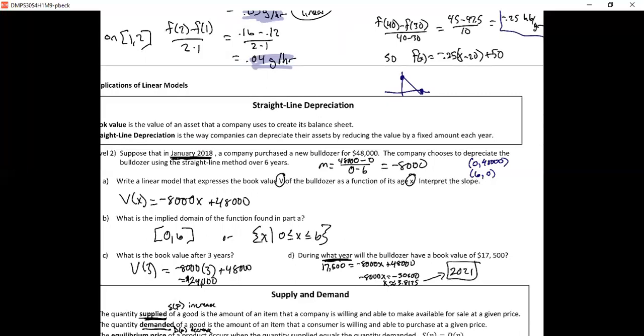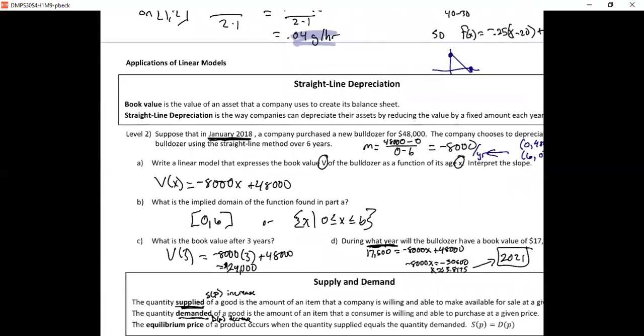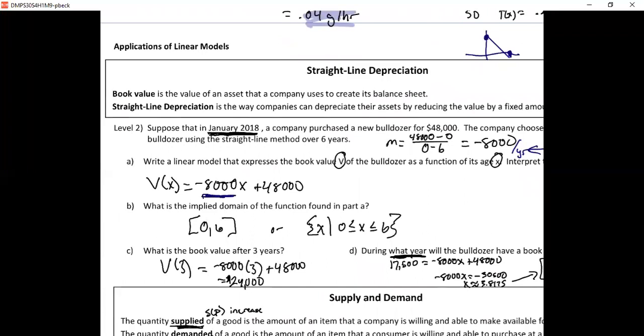Now, from that, we can come up with our average rate of change, aka slope. Our average rate of change is negative 8,000 per year. And so our linear model has our negative 8,000 per year, and then our y-intercept of 48,000. So what's the implied domain? Because we're doing straight line depreciation, we're assuming that after 6 years, it's not going to be worth anything, and therefore we're going to have to replace it.